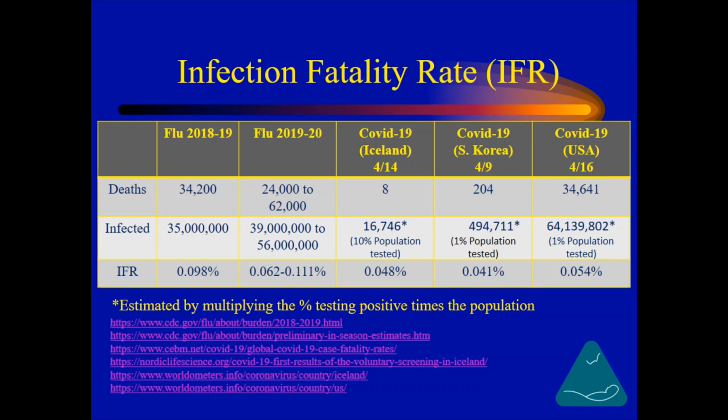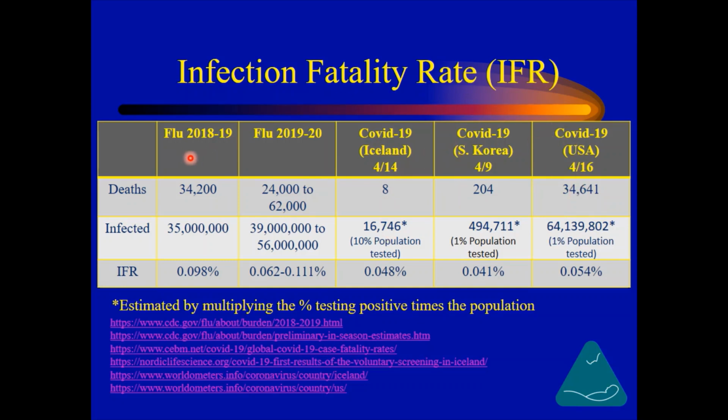So what does this look like? This is an important table, so let me take you through it. This row represents the total number of deaths in the population. This row represents the number of people infected. This row is the calculation of the infection fatality rate. You calculate this by taking the number of deaths and dividing it by the number of infected people. These columns represent different scenarios that we'll walk you through.